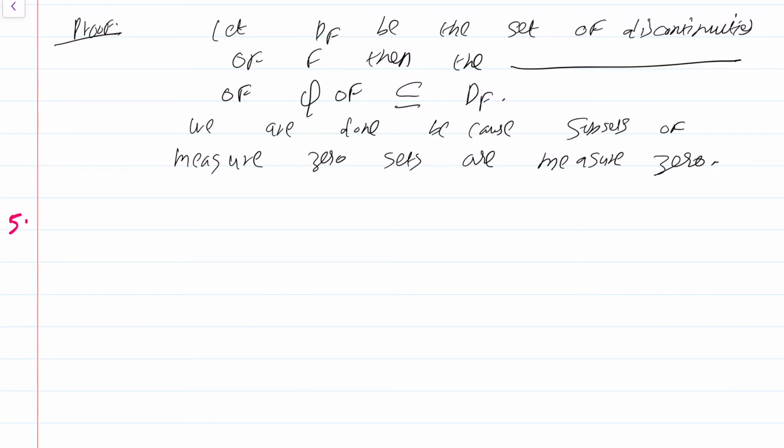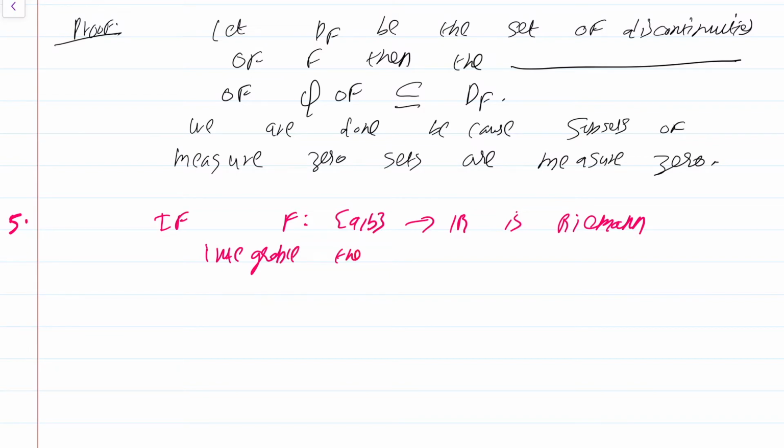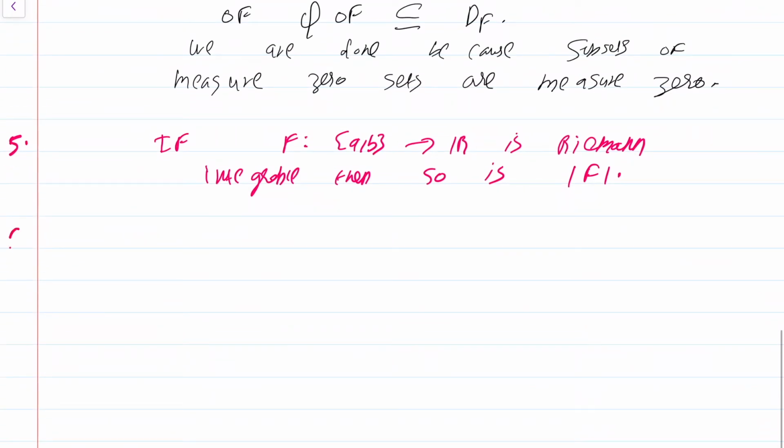Number 5. If f from [a,b] to R is Riemann integrable, then so is mod f. This is obvious because the modulus is a continuous function and you can treat modulus of f as absolute value composed with the function f and apply the previous corollary. So it follows immediately.